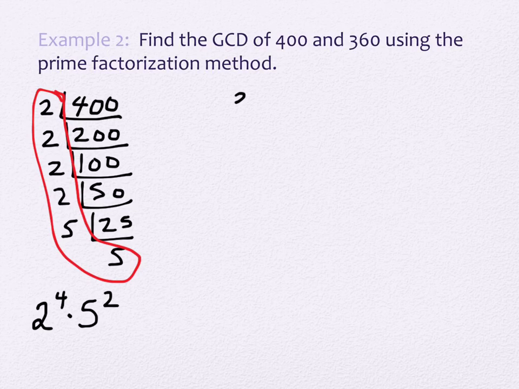Okay, so I'd like for you guys to do 360, either with a tree or with the division steps down. Go ahead and do that one, and then I'll fill mine in. And write the prime factorization at the bottom underneath it, just like I did under the 400.